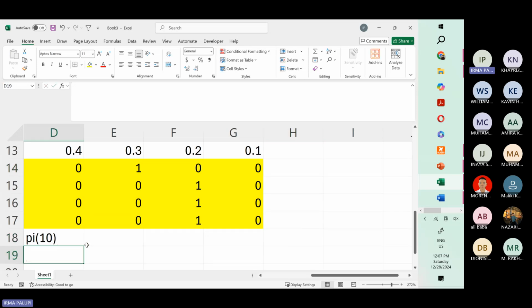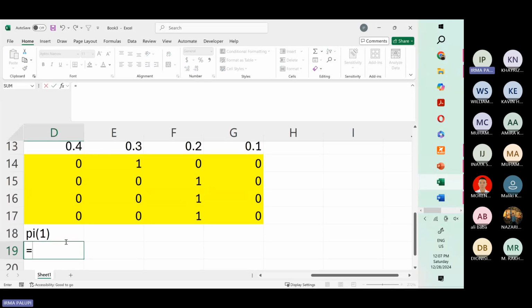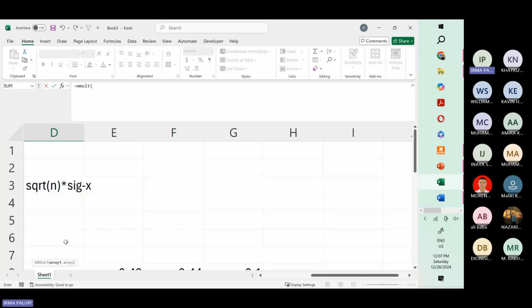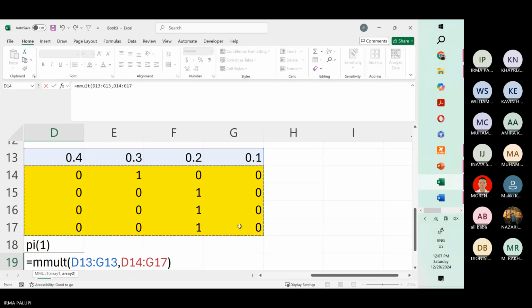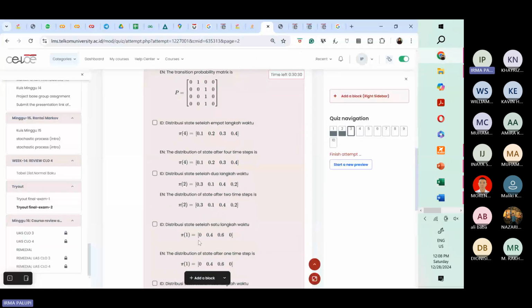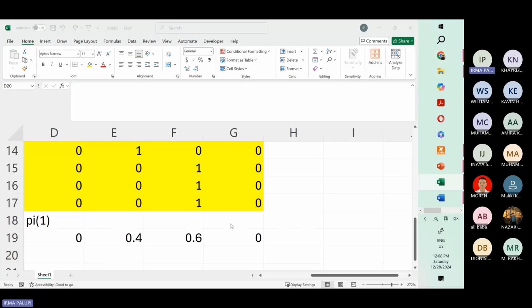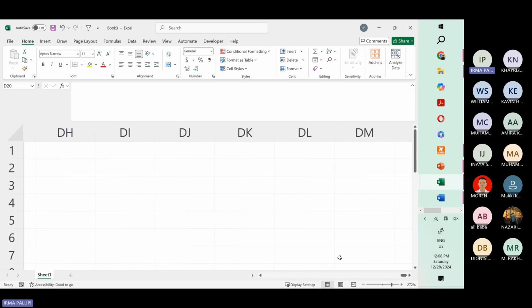Pi 1 is the distribution of state after 1 step. It's multiplication between the initial matrix, comma, this one. This is P1, I1, 0, 0.4, 0.6, and 0. I1, 0, 0.6, 0.4, 0.46, and 0. So this is correct. And for P2, we need to find multiple P2.